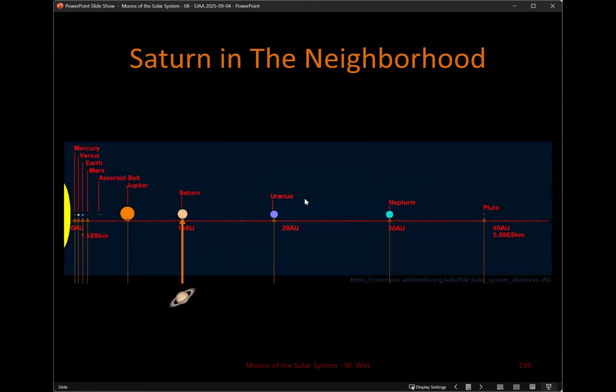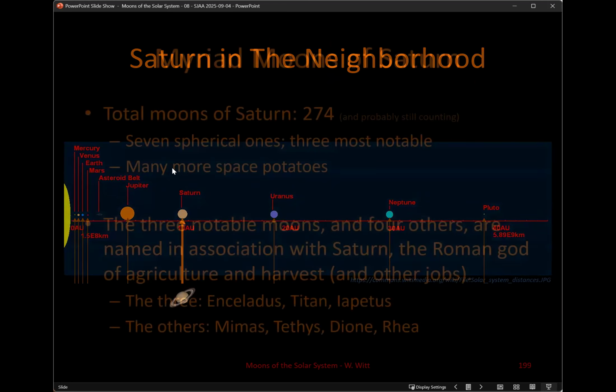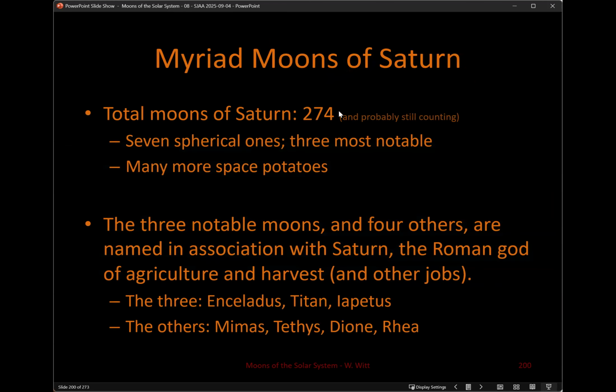If you visit Saturn, we're now over here, it has 274 moons, also probably still counting, seven spherical ones, and three of those are quite notable. And these guys are named in association with the Roman god of agriculture and harvest. And I guess that guy had other jobs too. And so the three notable ones are Enceladus, Titan, and Iapetus.